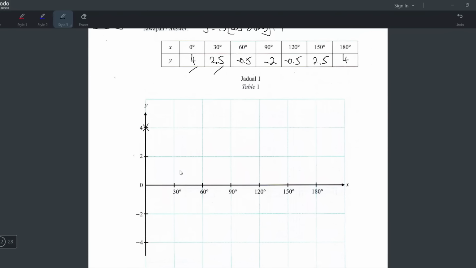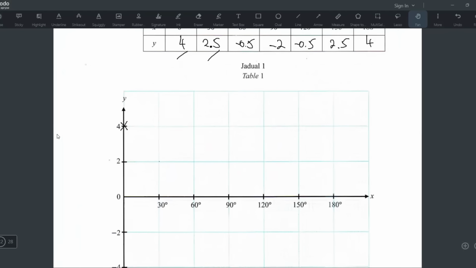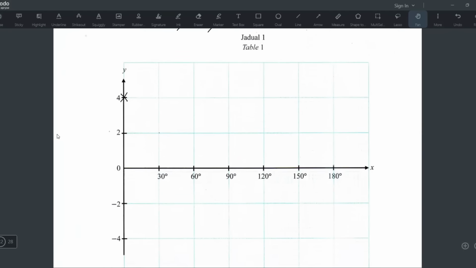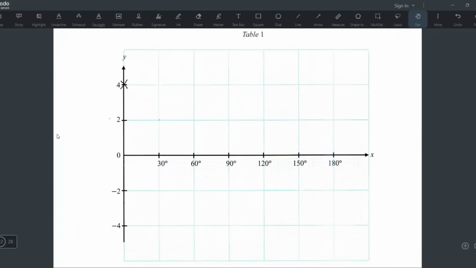Next one, 30, 2.5. 30 is here. Alright, 2 is here, right? Okay, 2.5 is where? The line is kind of blur. So, alright, 2 is here. One box here is 2.2, because from here to here the difference is plus 2. So one small box is 2 divided by 10, which is 0.2.